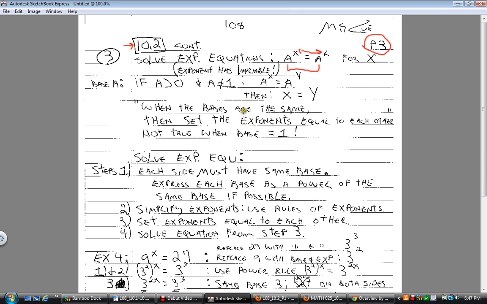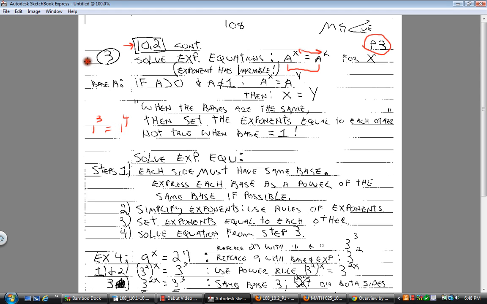What I have here in my notes is to say when the bases are the same, then set the exponents equal to each other. This is all true except for the case when the base equals 1, because you could have 1 to the third equals 1 to the fourth, and that's going to be a true statement, so there's no need to follow that.